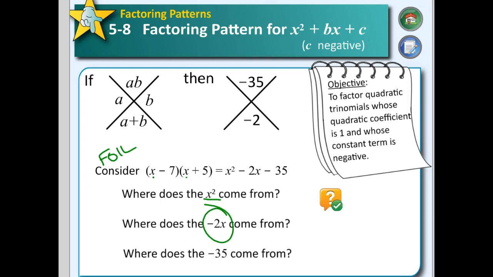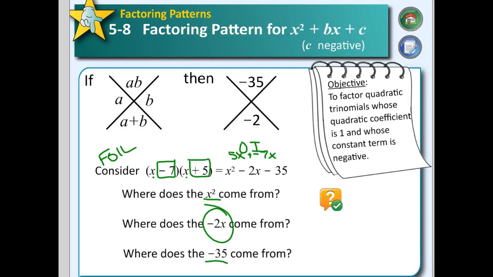Yes, remember, that's the outside and the inside. This time, when I did the outside, it was 5x, and when I did the inside, it was negative 7x. And remember, if we're adding them and they're different signs, what do we do? Yes, we subtract and put the sign of the greater. We're going to see that today a lot as we go through. And then hopefully we remember that the negative 35 comes from multiplying the constant terms on the end.